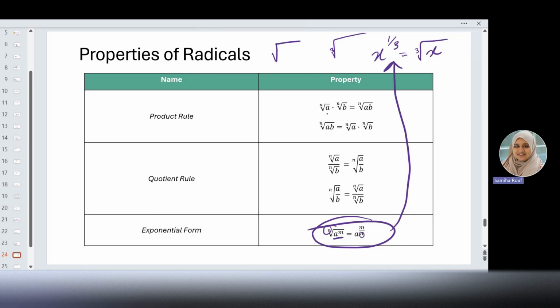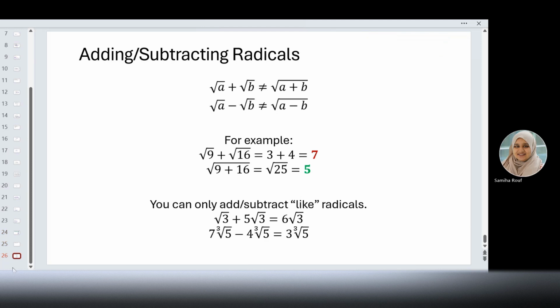And then radicals, if you're multiplying, you can combine the insides under the same radical roof, or you could split. And the same goes for division. However, when it comes to adding and subtracting with radicals, this is a common mistake. We have this. So square root of a plus square root of b is not equal to square root of a plus b. Okay. And the same goes for subtraction.